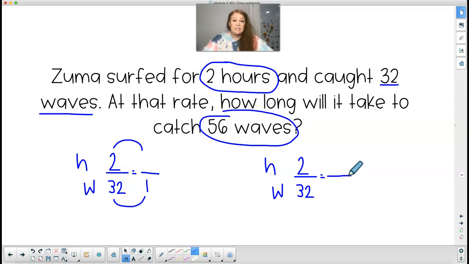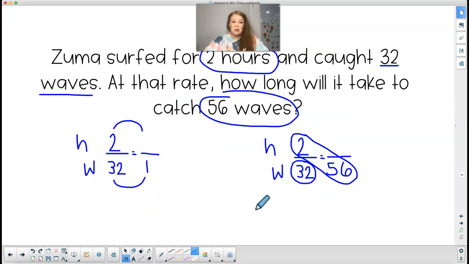If I'm skipping straight to the proportion, 56 waves, waves is on the bottom. So this one I am doing 2 times 56, and then I'm going to divide it by 32. If I'm counting by 32s, and I'm not sure what is next, I always just start with a 5. I always do 32 times 5 just to see what that middle number is. So when I times 32 by 5, it's 160.